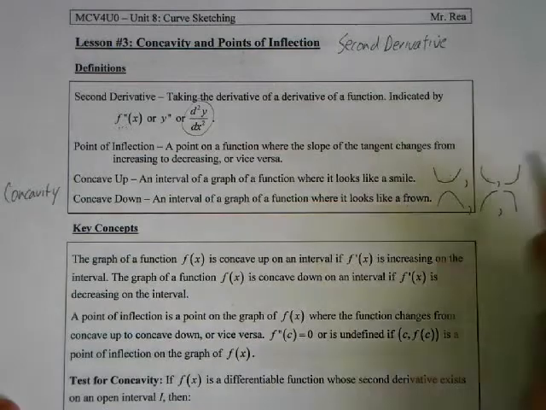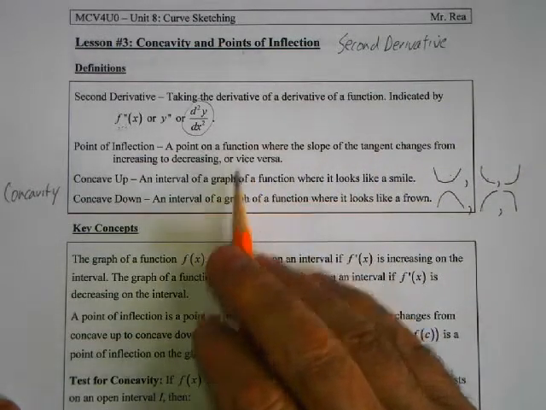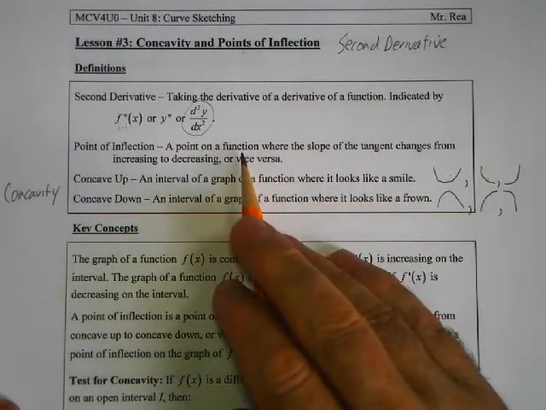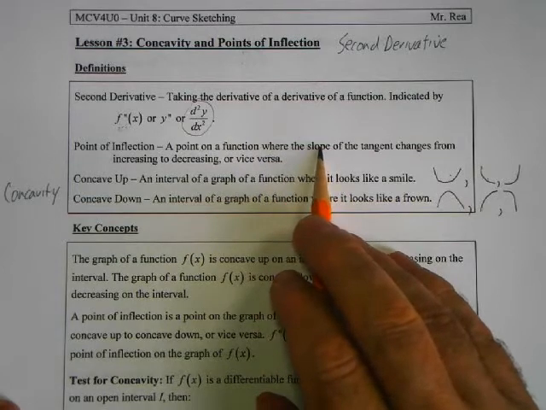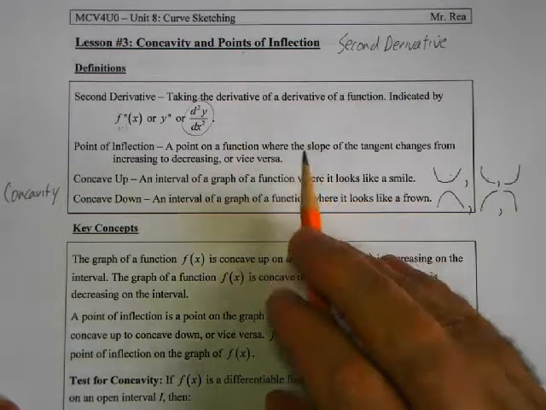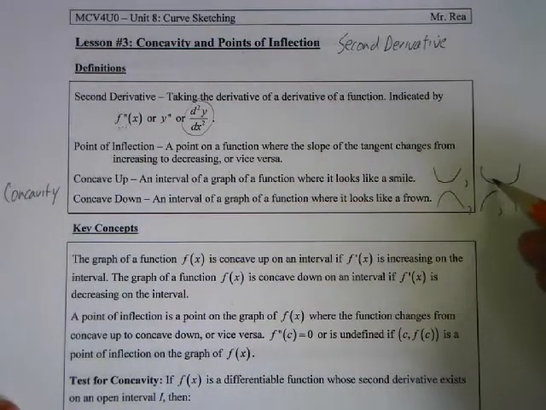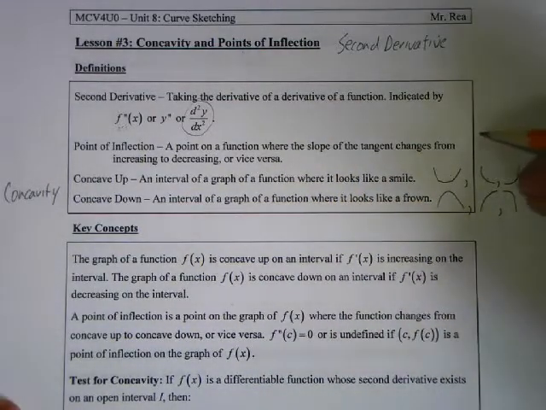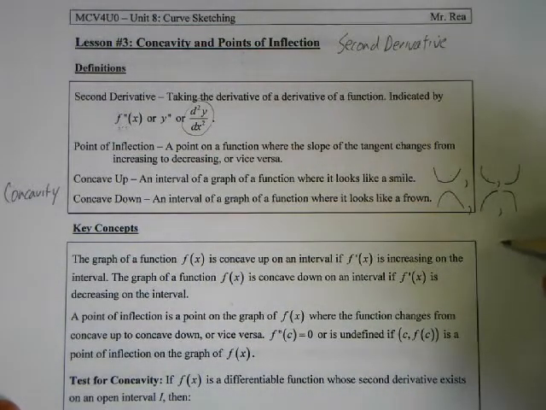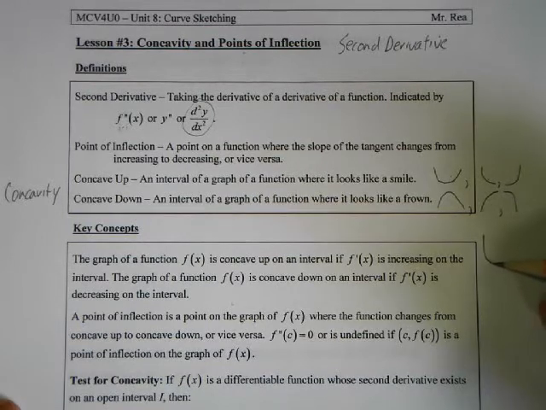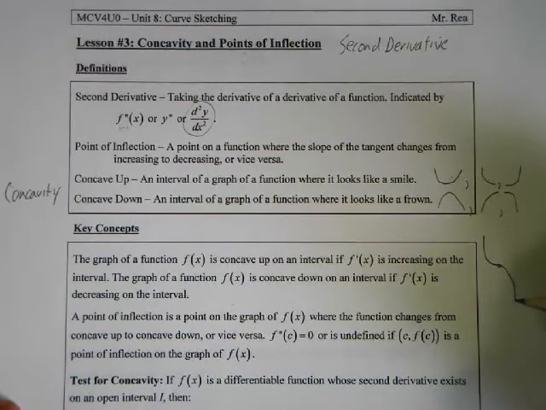So what's a point of inflection? Basically it's where the graph changes from concave up to concave down, or vice versa. You could incorporate different parts of that. So you could have a graph that looks like concave up to that point, and then from there it looks like concave down.